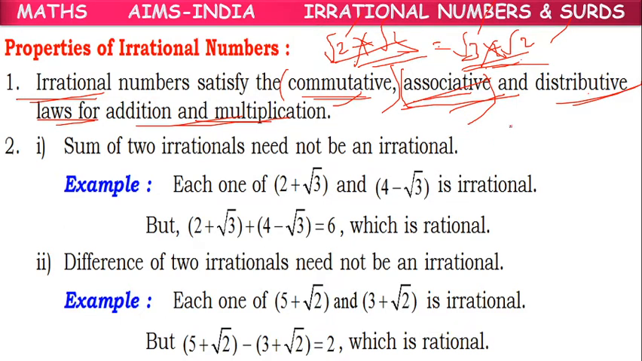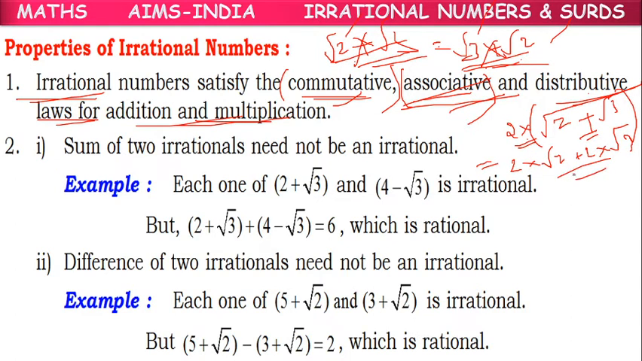So what is distributive? Suppose we have 2 into root 2 plus root 3, which means multiplication and addition both. So what we can do: 2 into root 2 plus 2 into root 3. So we can distribute multiplication over addition. This is also possible, and the values will be the same.